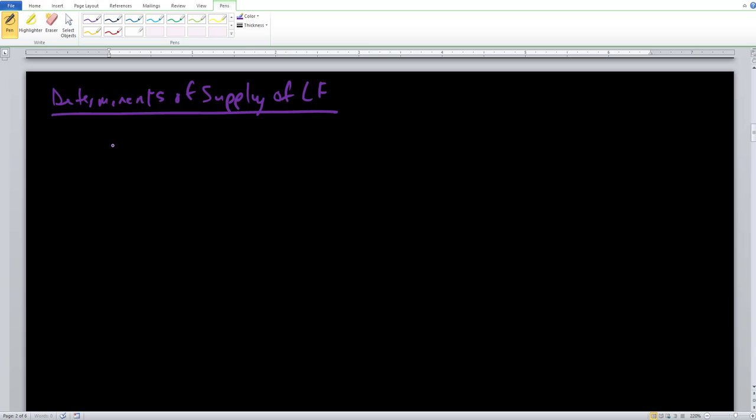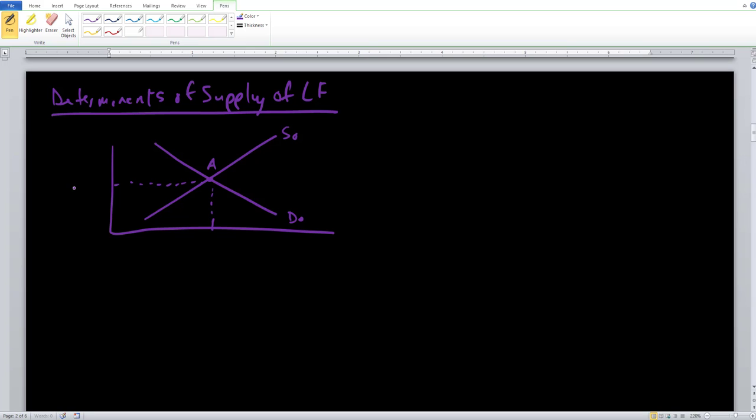And let's take a look at increases in supply. Once again, if you want to see the opposite case, just change everything to the opposite side. So here we have demand D0. We have our initial starting point, S0, at point A initially. We have equilibrium interest rate R0 and equilibrium loanable funds LF0. Here we have LF on the horizontal axis and interest rates on the vertical axis.